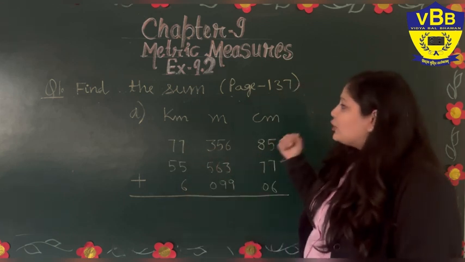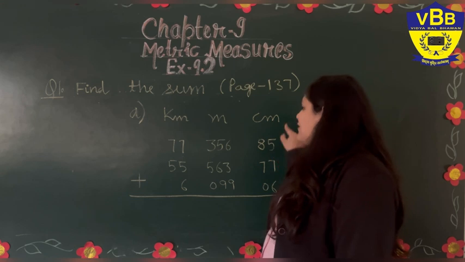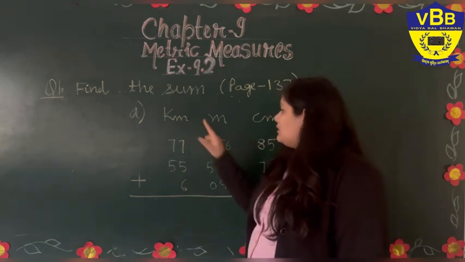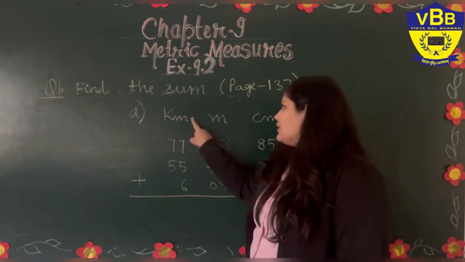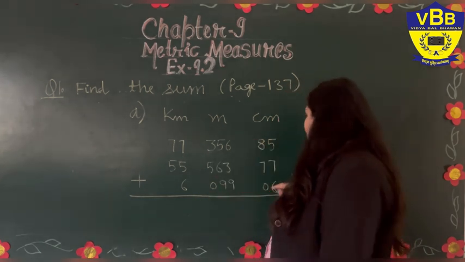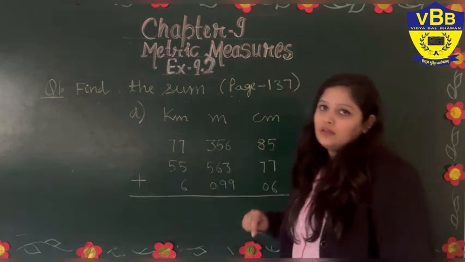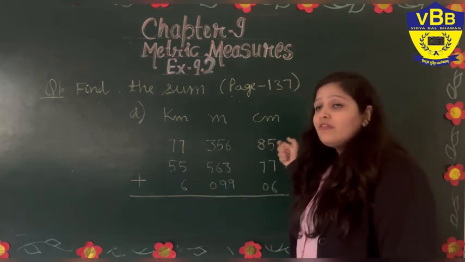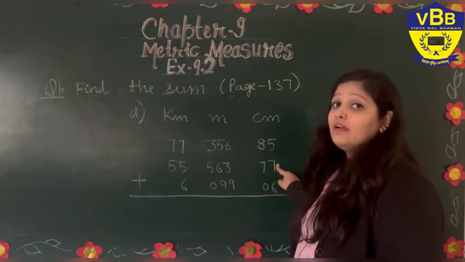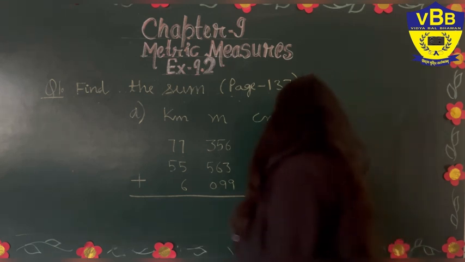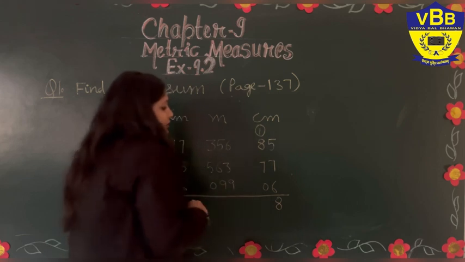A part I have written on the board: 77 kilometer, 356 meter, 85 centimeter; 55 kilometer, 563 meter and 77 centimeter; 6 kilometer, 99 meter and 6 centimeter. So we have to add these three terms, right? Let's start from the ones place. 5 plus 7 is 12. 12 plus 6 is 18. So we will write 8 here and 1 will be carried forward.